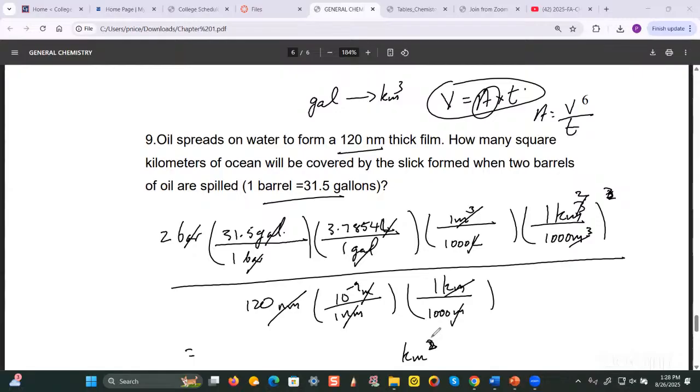And when I did, oh no, I did something wrong here. This can't be right. This is too small a number. All right, let me do this again. 2 times 31.5 times 3.784 divided by 1,000. I think I know what that is. I forgot to cube the 1,000 that I divided.